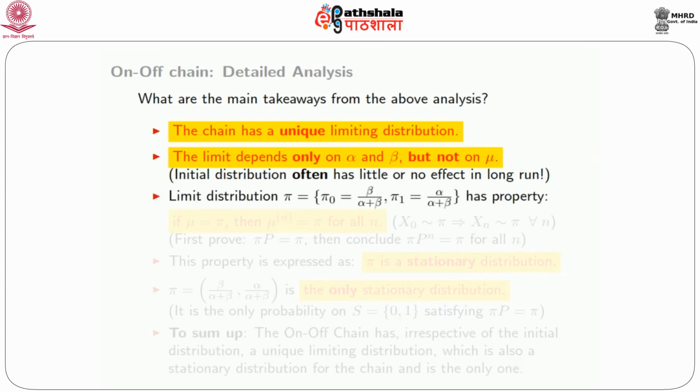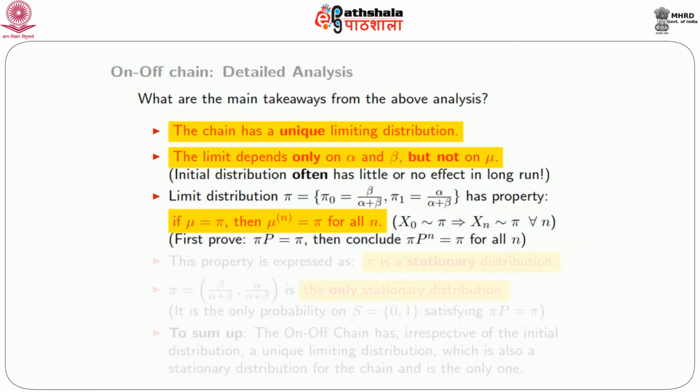Next, the limit distribution that we got, which we can call pi, where pi 0 is beta over alpha plus beta and pi 1 is alpha over alpha plus beta, has another very interesting property. If I take this distribution as my initial distribution mu and then compute the distribution of X n, it turns out that mu n is also equal to pi, and that's true for every n. What it means is that if I take X 0 to have distribution pi, then all the X n's would have the same distribution pi, when pi is this particular distribution.